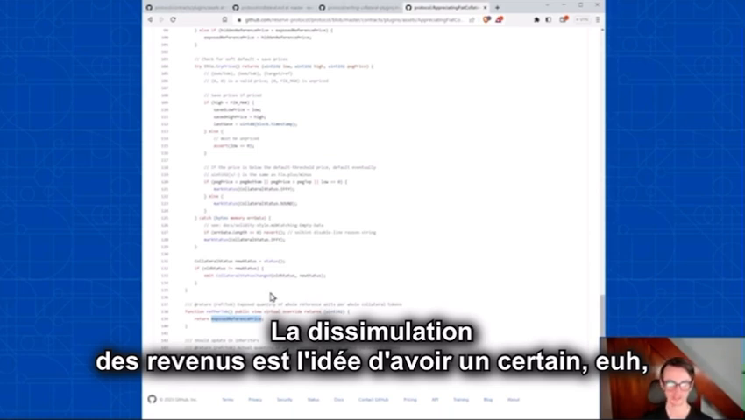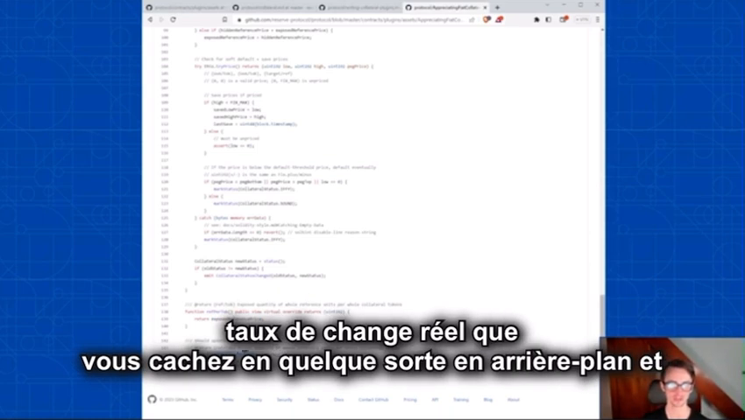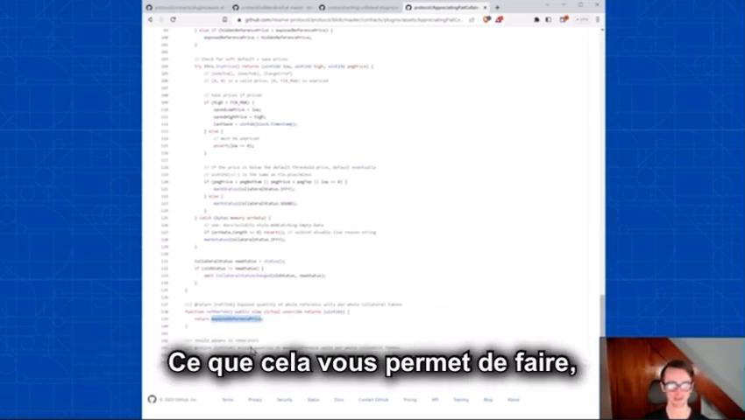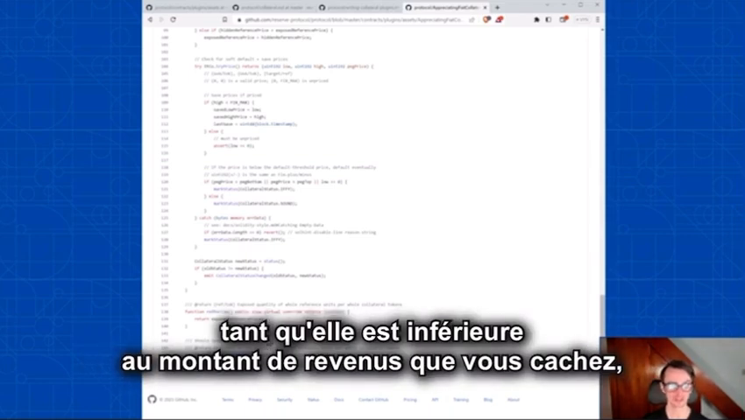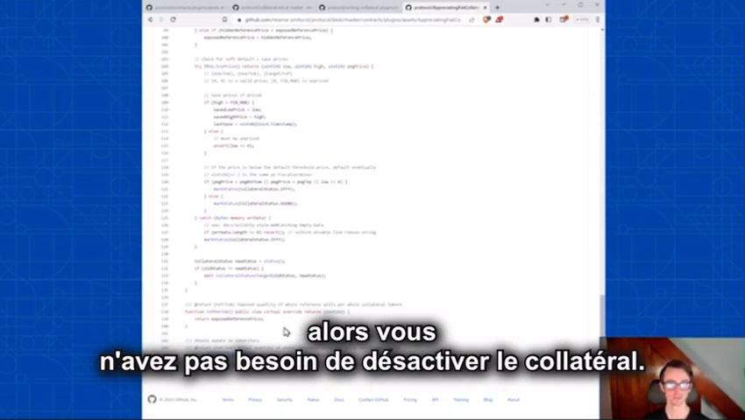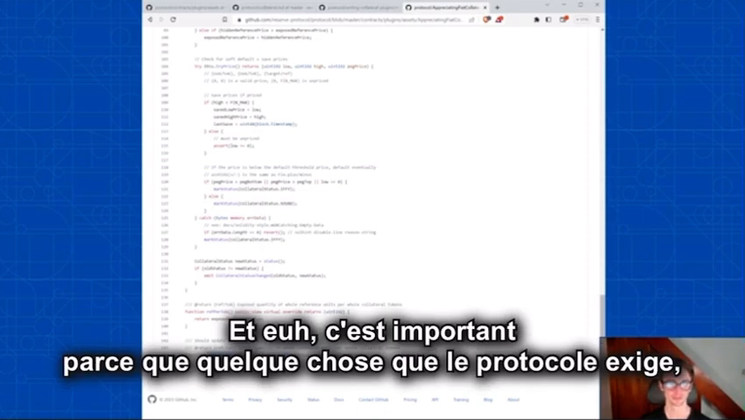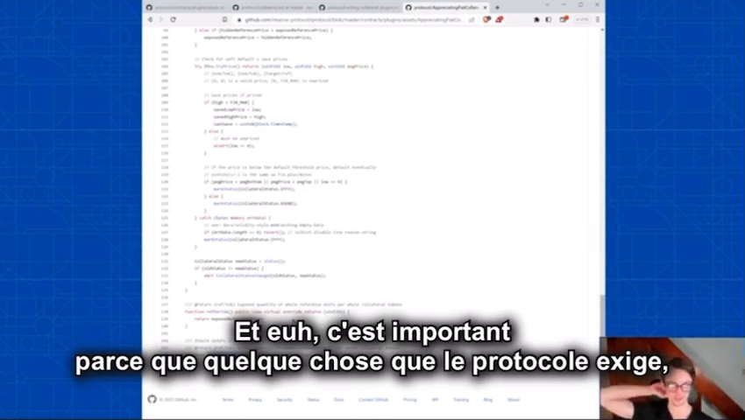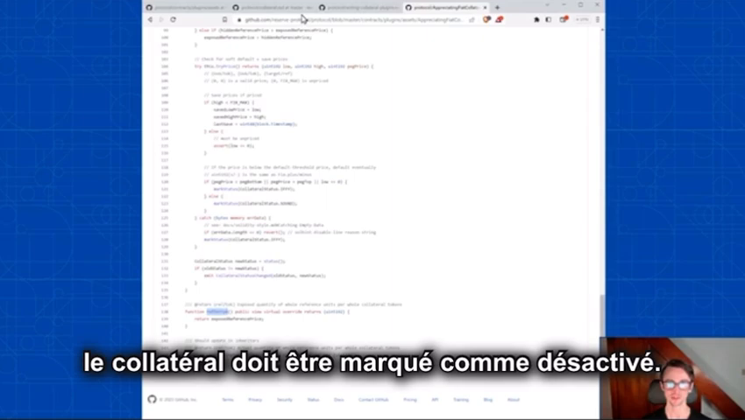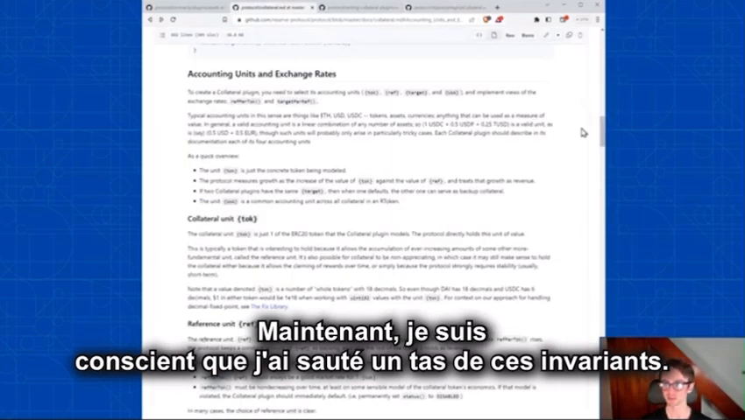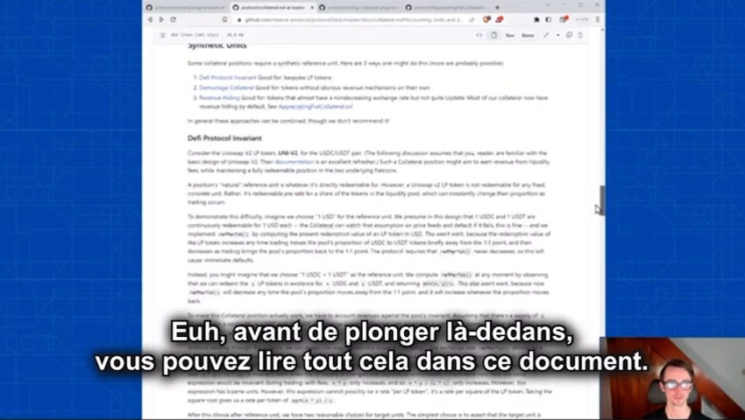Revenue hiding is the idea of having some actual exchange rate that you hide in the background, and you expose a discounted value. What that allows you to do is, if there's a decrease in the actual exchange rate, as long as it's less than the amount of revenue you're hiding, then you don't need to disable the collateral. And that's important because something the protocol requires is that if ref per TOK falls, the collateral must be marked as disabled. Now, I'm aware I skipped a bunch of these invariants before diving into this.